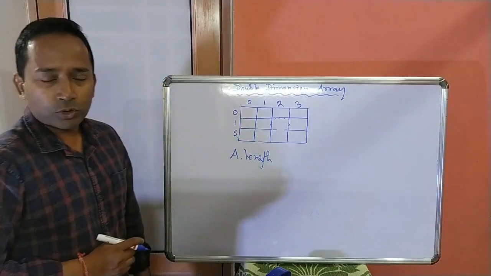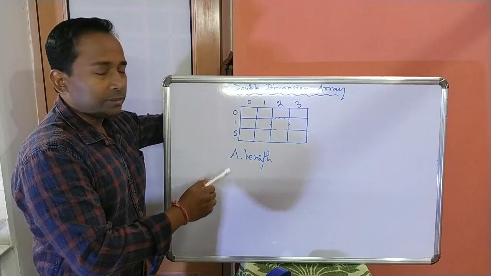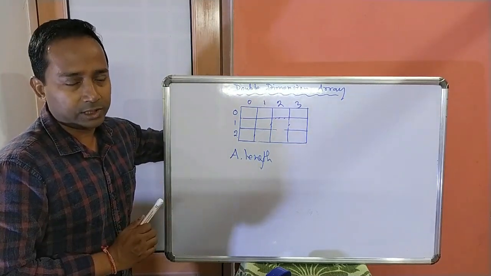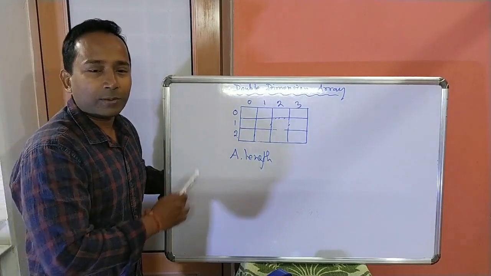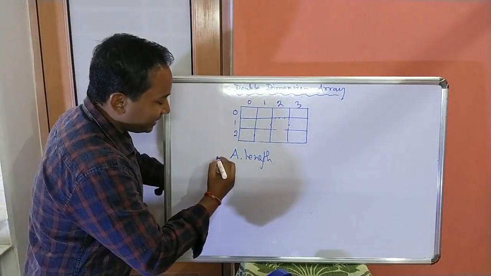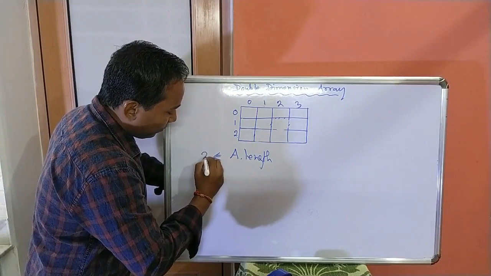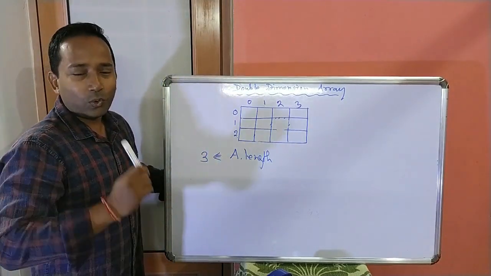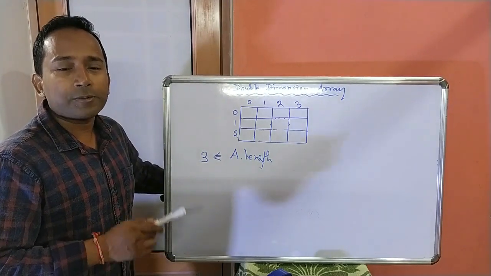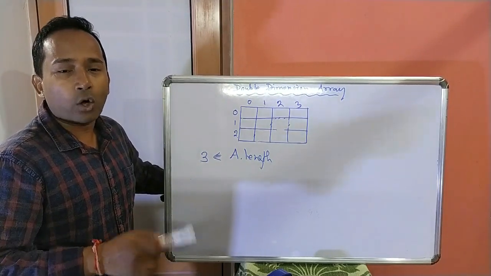Remember this length attribute of a single dimension array? This attribute returns the total number of elements present in a single dimension array. Like that, for a double dimension array it's supposed to return the total number of elements, but in this case, it will give the total number of rows. Why the total number of rows? Because a double dimension array is a collection of single dimension arrays. It is an array of arrays.